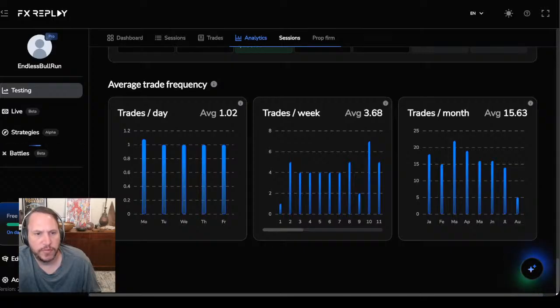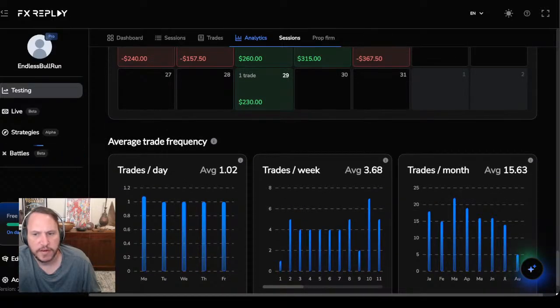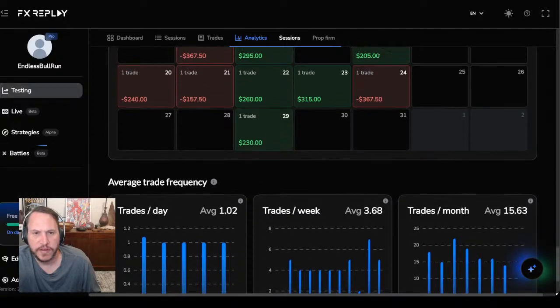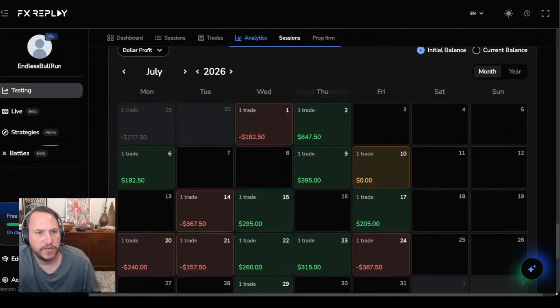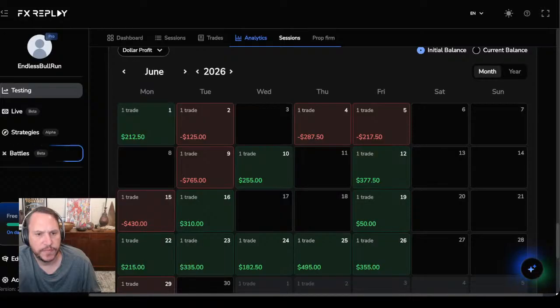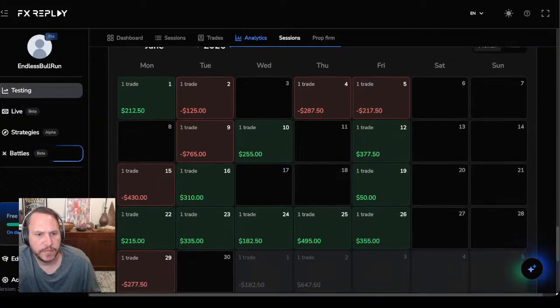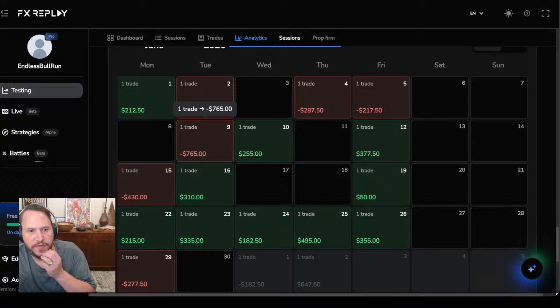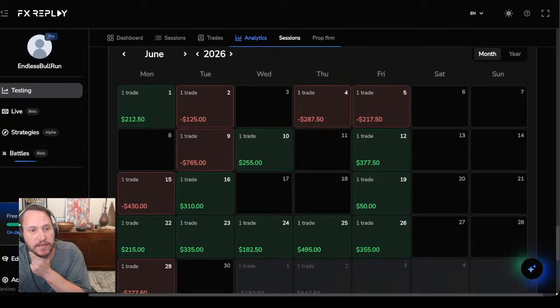Trades a week, only 3.68. Trades a month, 15 trades a month on average. There's that one trade that really did us in. I thought we were cooked. Oh, that was like 3 bad ones in a row. But we still would have had our account. If you had a 50K account, you had $2,000 in drawdown. You're still in it.